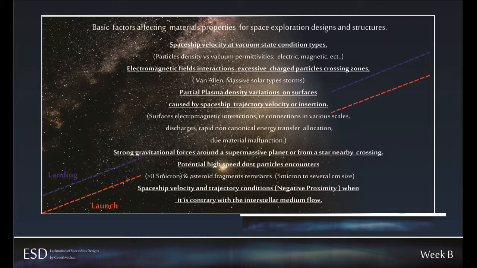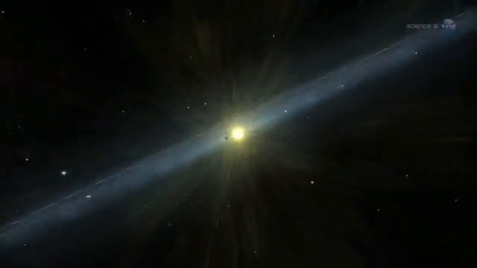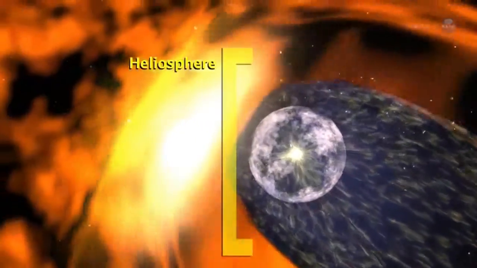interactions, reconnections in various scales, discharges, rapid non-canonical energy transfer allocation, due to material malfunction, strong gravitational forces around a supermassive planet or from a star nearby crossing, potential high-speed dust particle encounters greater than 0.5 micron in asteroid fragments, remnants from 5 micron to several centimeters in size, spaceship velocity and trajectory conditions on negative proximity, when it is contrary with the interstellar medium flow.